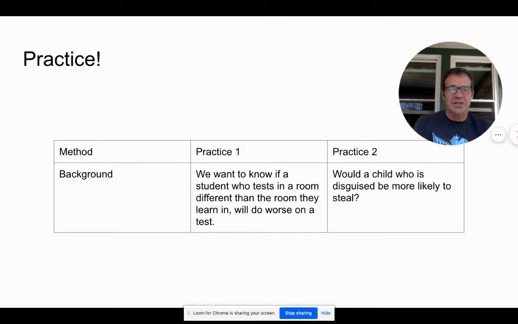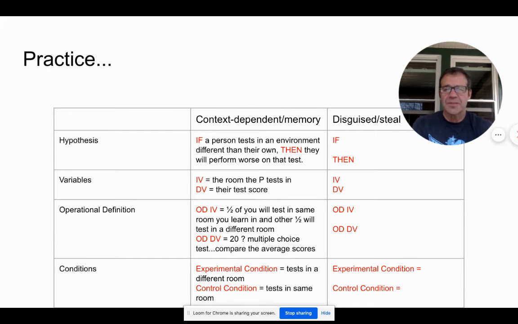And our second practice is, would a child who is disguised be more likely to steal, okay? So those are our two questions. Let's work on the first one right now. We're going to take that context, it's called context-dependent memory: learning in the same environment we're testing in. If a person tests in an environment different than their own, then they will perform worse on the test. That could be a hypothesis, it's our prediction.